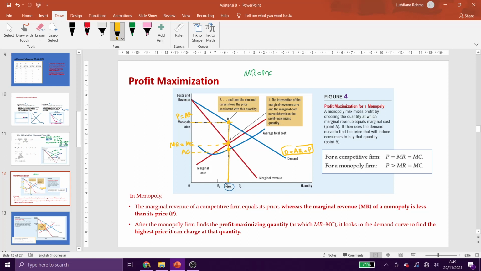Before, if you studied a competitive firm, you saw this condition: price equals MR equals MC. But for the monopoly firm, you will see this condition: price is larger than MR equals MC. So that is the explanation for the profit maximizing condition in a monopoly firm.